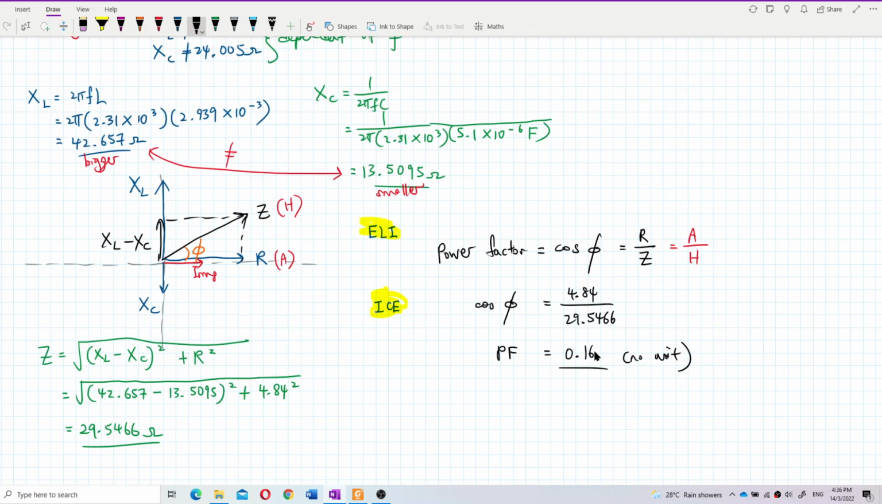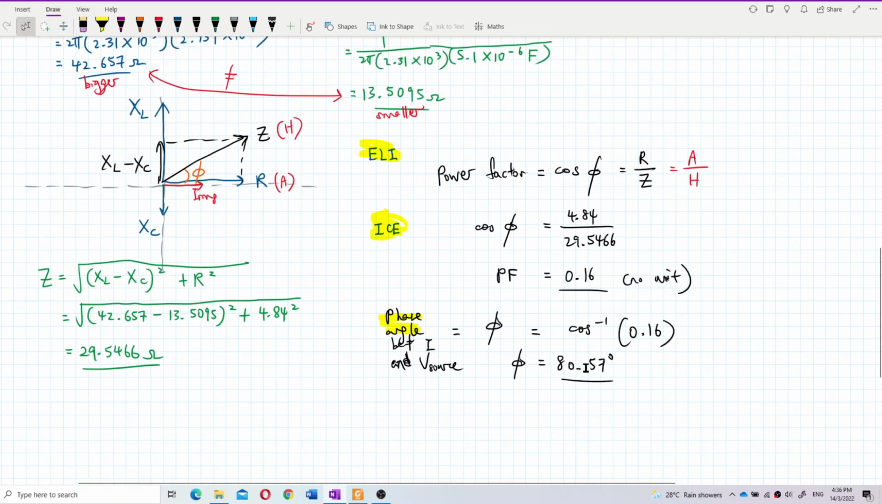No need to anti-cos. Understand? If you want anti-cos, that's phi. That's the phase angle between current and V source. That's a different thing. That's not the power factor. If you anti-cos the 0.16, that's the phase angle. Let's calculate and see. The phase angle phi is 80.57 degrees. That's a different thing. That's not what we want to find.